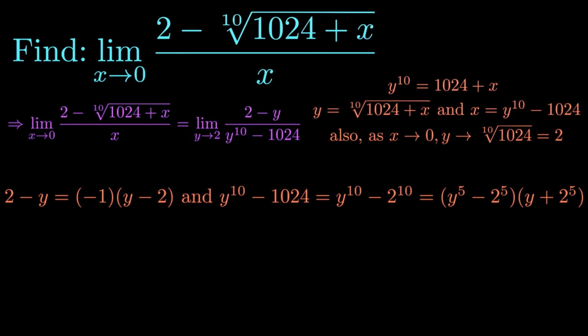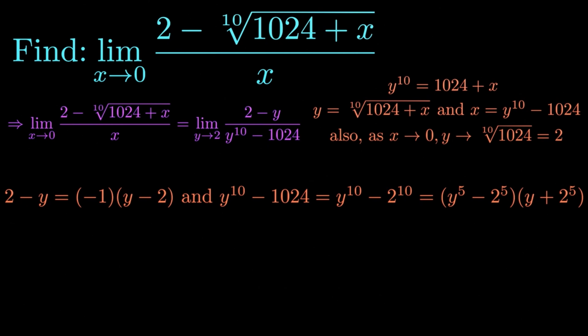and we can rewrite the denominator as y to the 10th power minus 2 to the 10th power, and we can actually go a step further and rewrite this as y to the 5th power minus 2 to the 5th power, multiplied by y to the 5th power plus 2 to the 5th power. Excuse me, that should actually be y to the 5th power plus 2 to the 5th power. And the reason for doing so will become clear as we go through the problem.